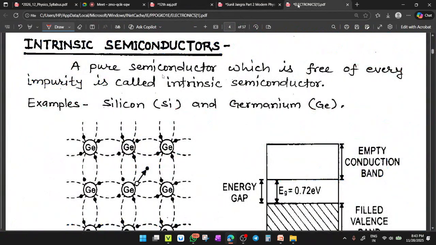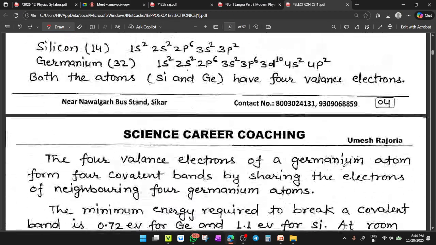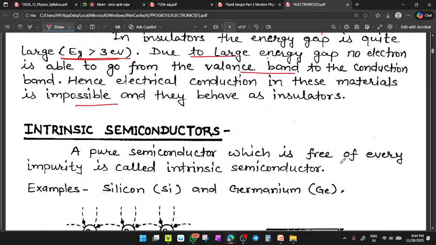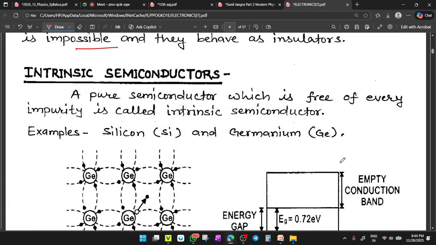So there are two types of semiconductor. First, the intrinsic semiconductor. Then the extrinsic semiconductor. Intrinsic has only one type, and extrinsic has P type and N type. The process by which you mix these impurities is called doping. Fine.